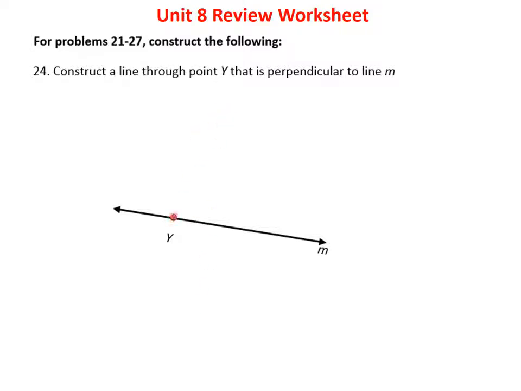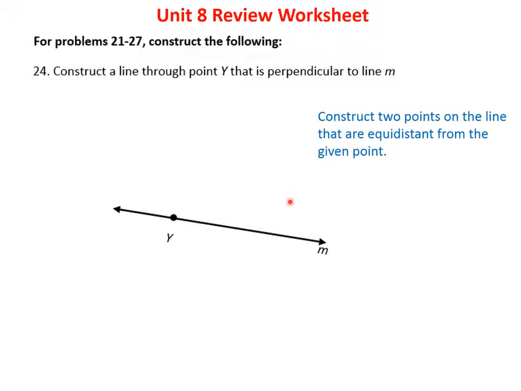So we've done this before where the point was up here and we drew one. Now we want to draw a perpendicular from this point that goes through Y and is perpendicular right at that point. So our first step is to construct 2 points on the line that are an equal distance from the given point. The easiest way is to put my compass on Y and open it up. I could draw a circle if I wanted to, but I'm just going to draw one side and the other side, and they're going to be exactly the same length.